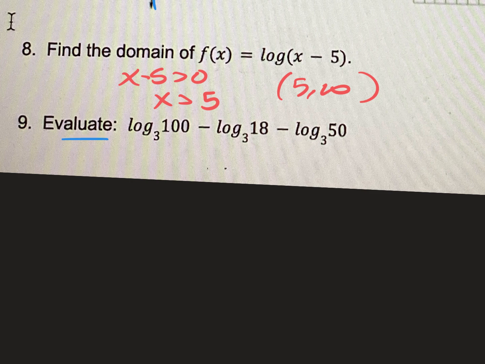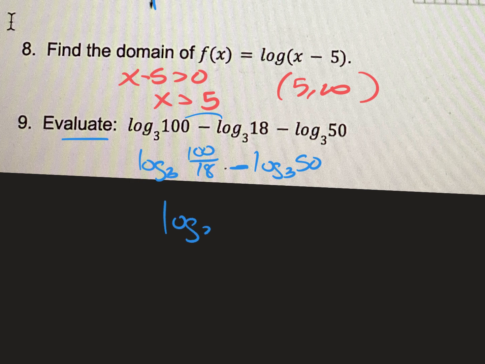So you're trying to find a one-number answer. It's number 9. Let's take it a step at a time. The first one says 100 divided by 18. That's going to look like this: 100 over 18 minus log 50. And there's another subtraction. Subtraction means division.